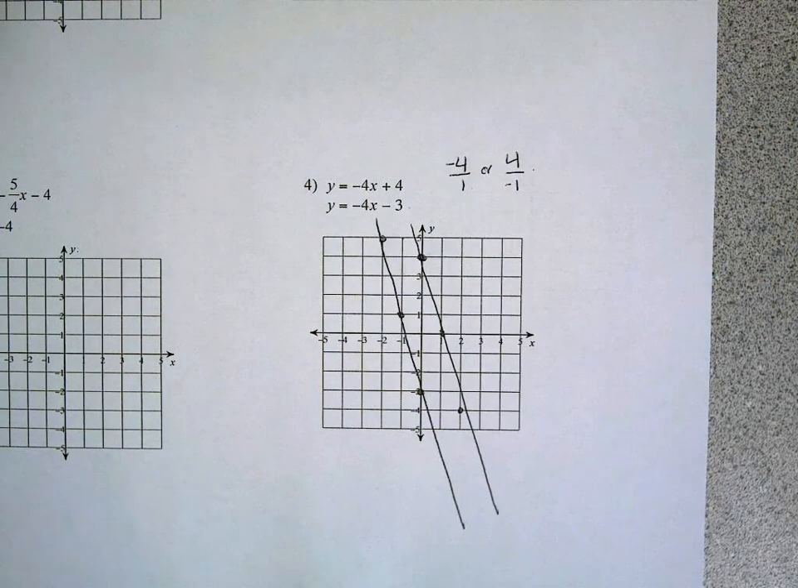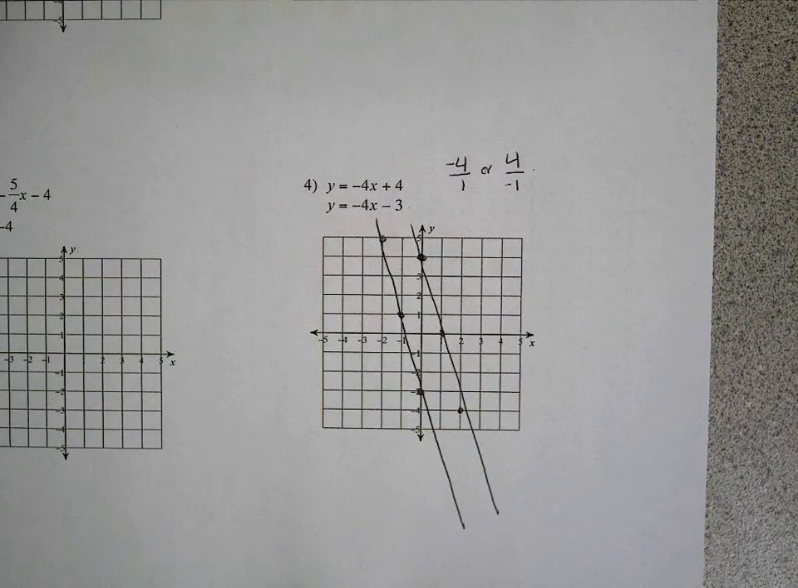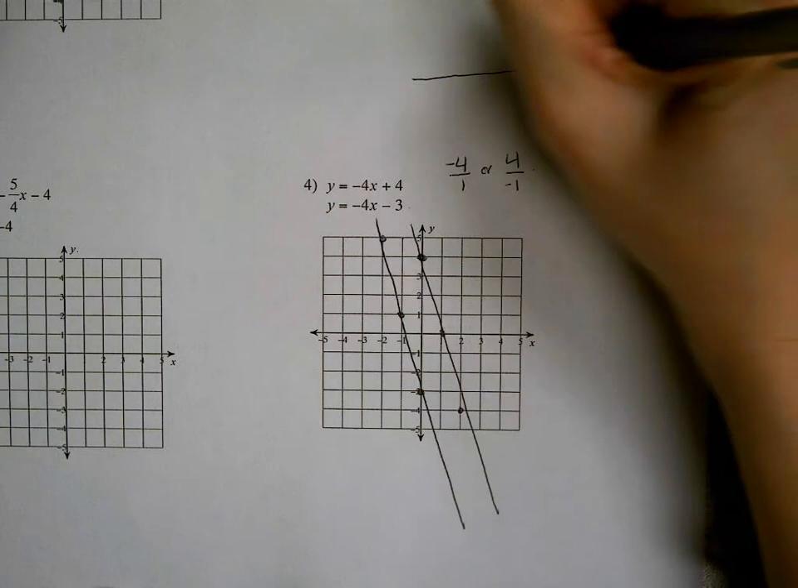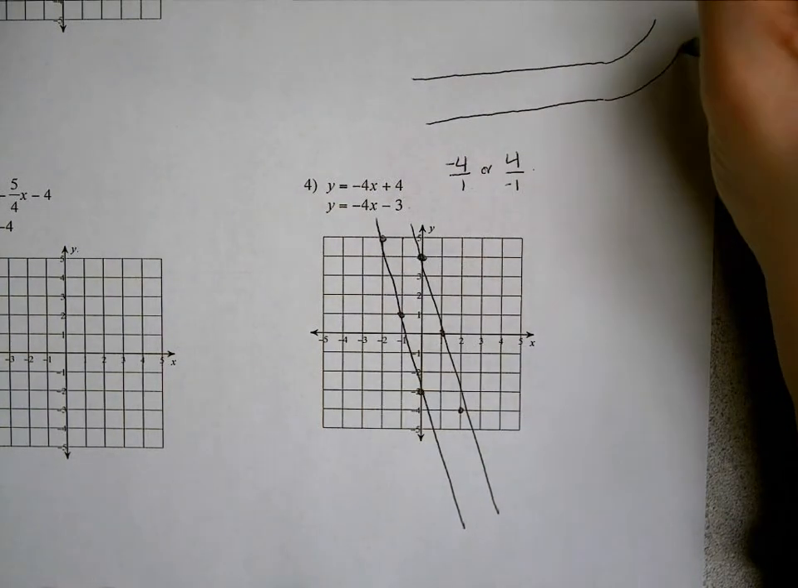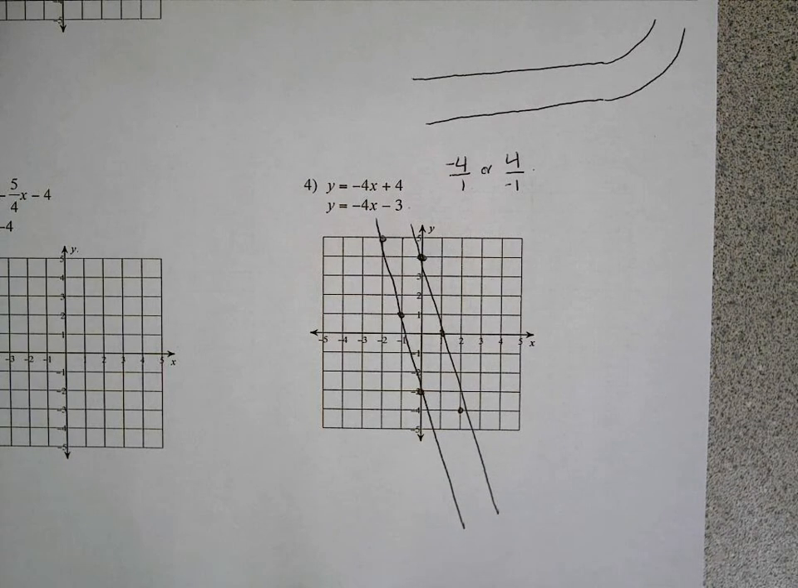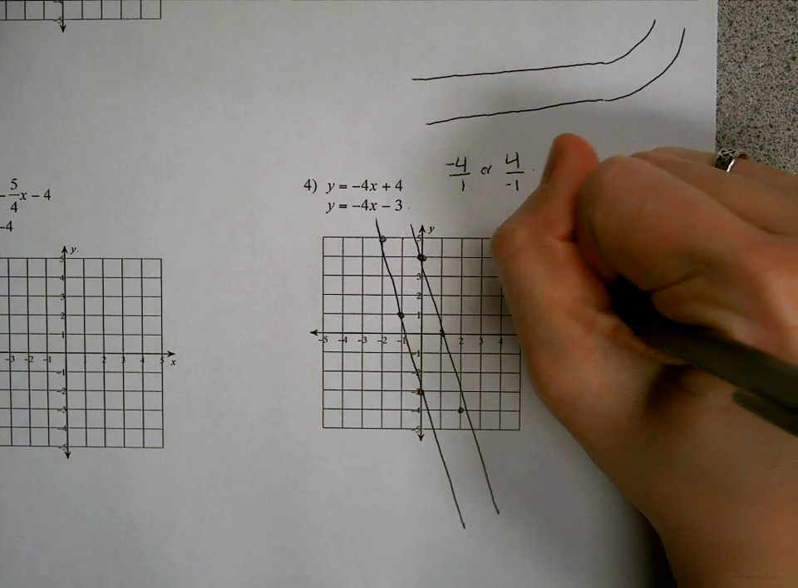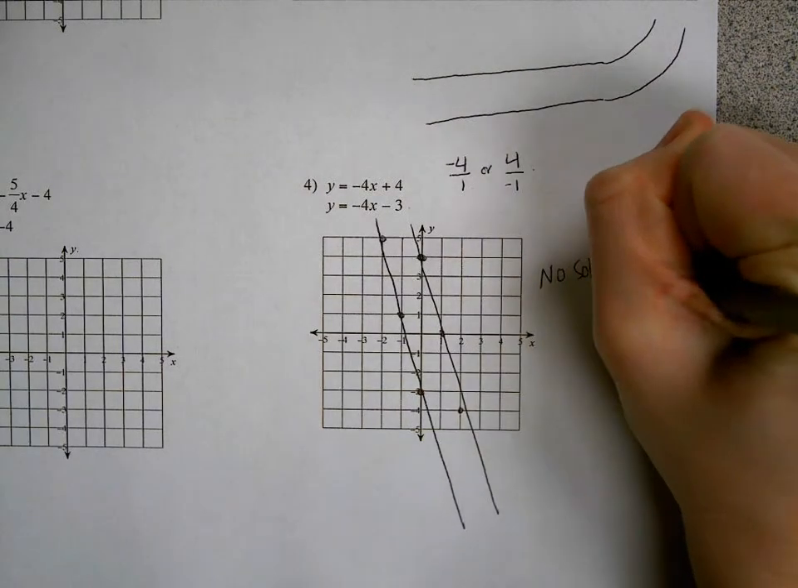Okay. Now, if you notice, both of these lines have the same slope. And if two lines have the same slope, it's kind of like railroad tracks. Railroad tracks will never cross each other because they're the same distance apart at all times. Even when they turn, they're never going to cross because they're the same distance apart. Lines like this that have the same slope are called parallel lines. They're never going to cross. So since they never cross, the answer to this problem is no solutions.